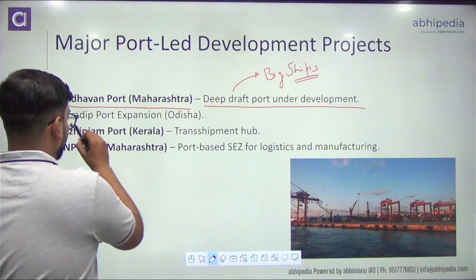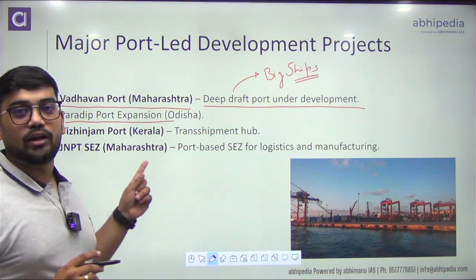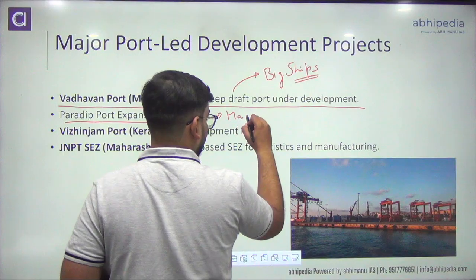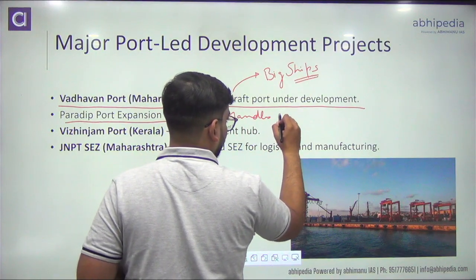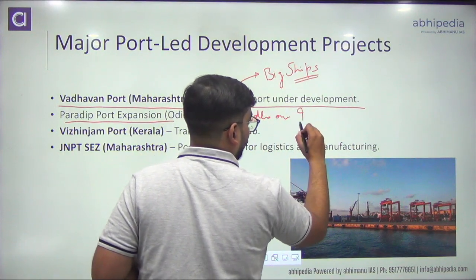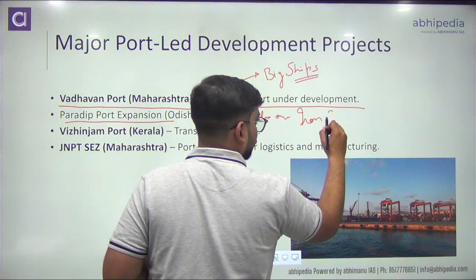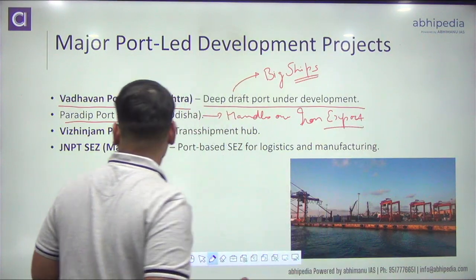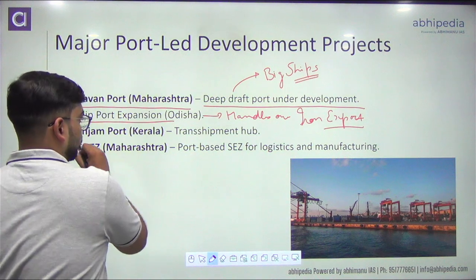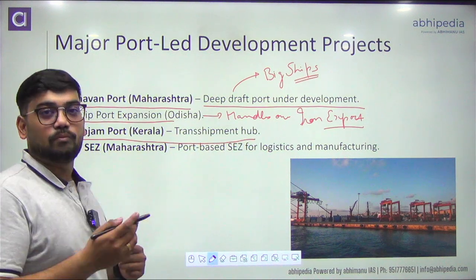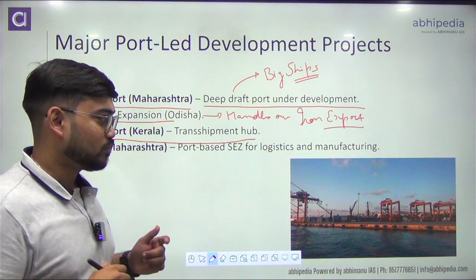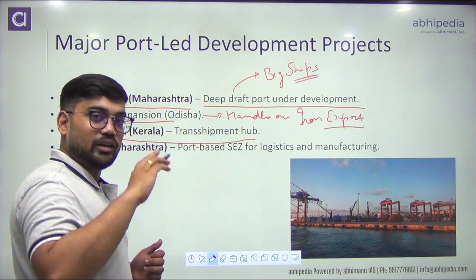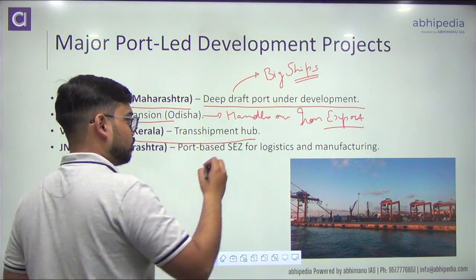Paradip port expansion. What is the specialty about Paradip port? It handles our iron export. Vizag Port, Kerala, transshipment hub. What do we mean by transshipment hub? That here goods are transferred from one ship to another ship, right? It enables faster delivery of goods.